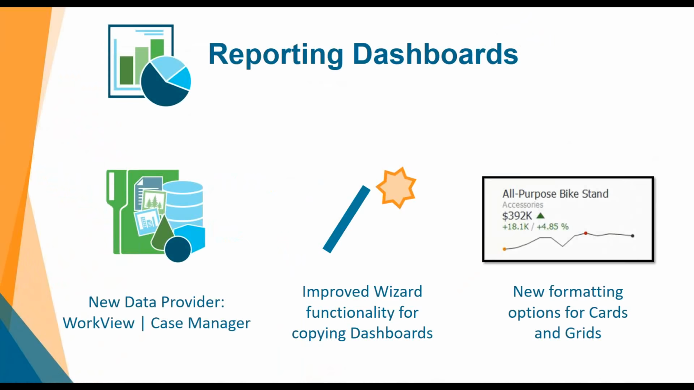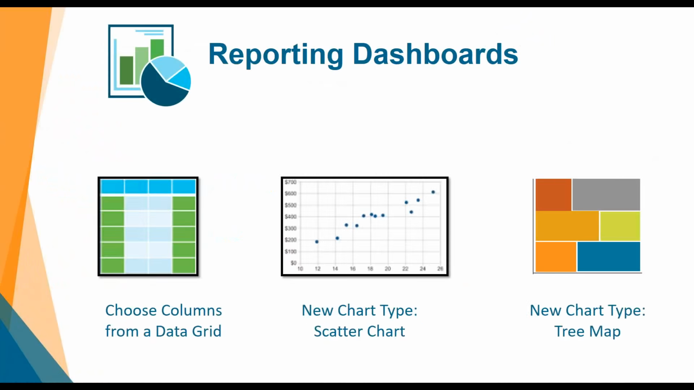In reporting dashboards, the wizard for copying dashboards has been improved to make the process that much easier, and new formatting options have been added for displaying information on both cards and grids. When we are displaying data on a grid, we now have the ability to choose specific columns to display within a specific report. And the engine powering reporting dashboards now includes 2 all-new report types, a scatter chart and a tree map.